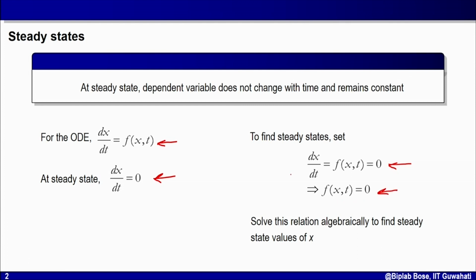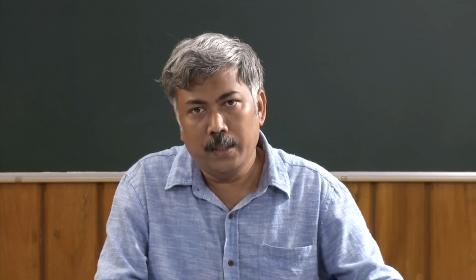This is coming from the ODE that has been defined here. So once I have f(x, t) equal to 0, I can solve this algebraically and find out the value of x for which we will have dx/dt equal to 0. That is our steady state. Now let us try to understand the concept of stability of a steady state.